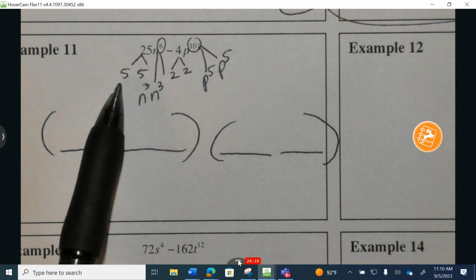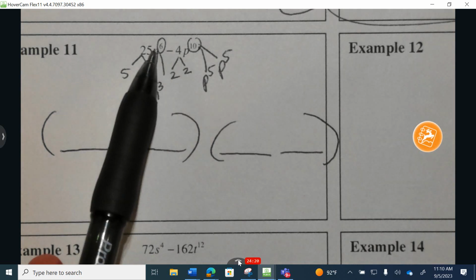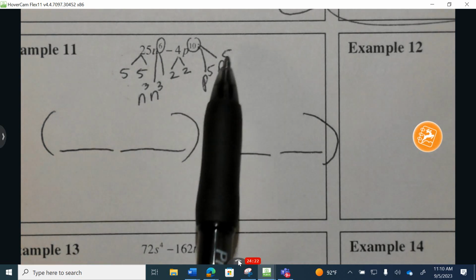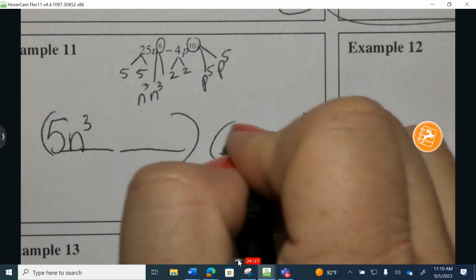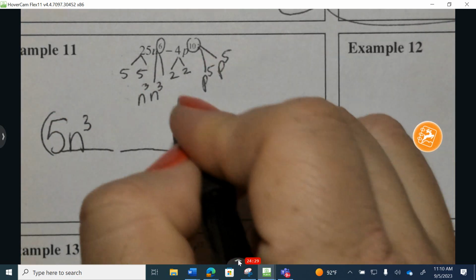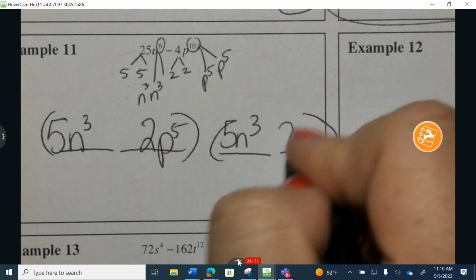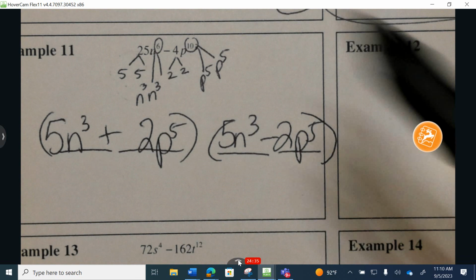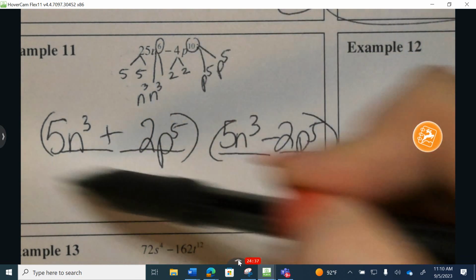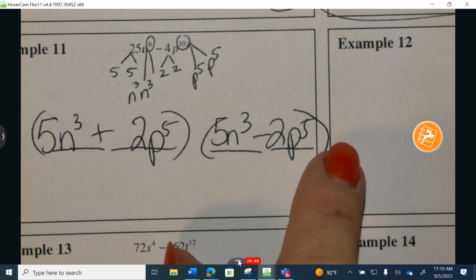All right, you ready? So in front, I have 5's and n's. In back, I have 2's and p's. 5n to the third, 5n to the third. In back, I have 2p to the fifth, 2p to the fifth. One is addition, one is subtraction, and we're done. We just rewrote this original expression in condensed form. It's called factored form.